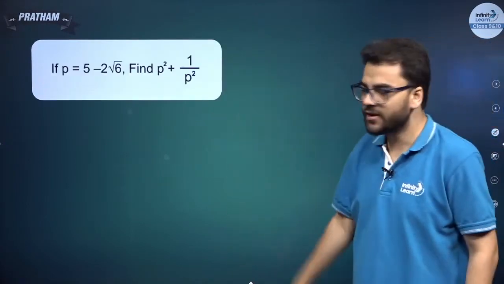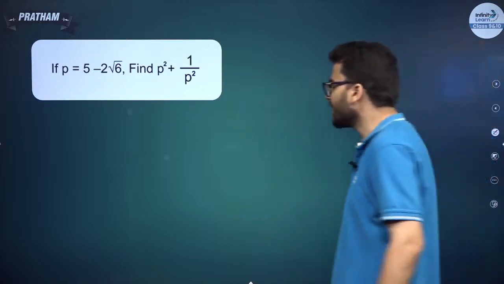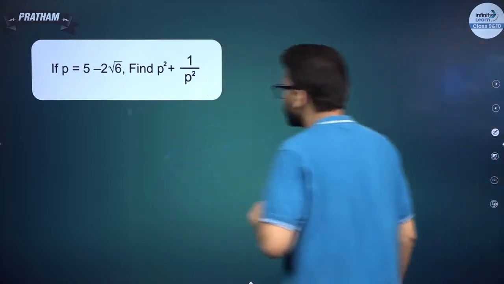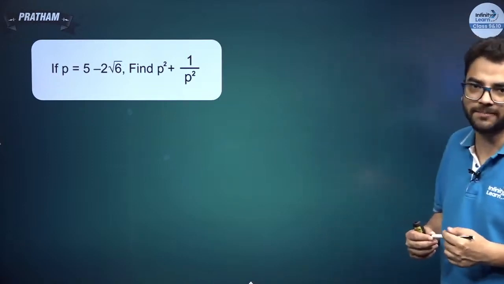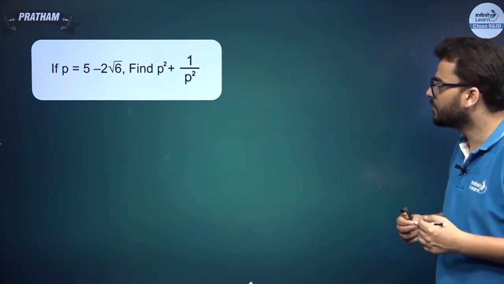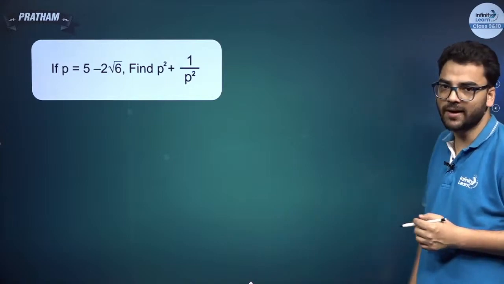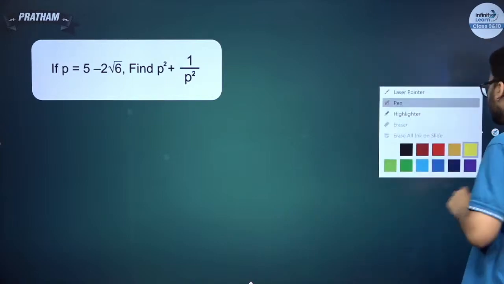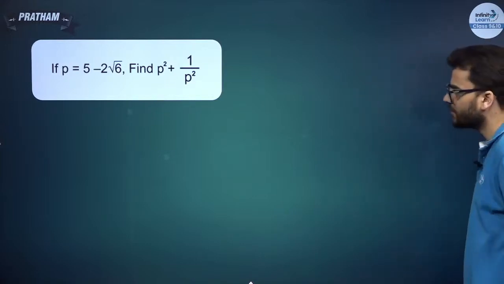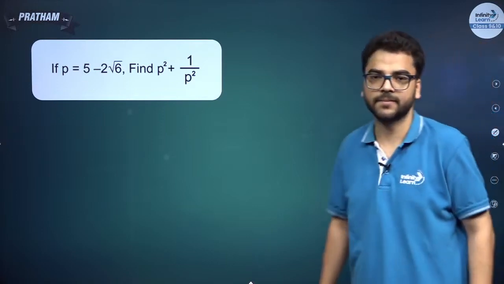So can you do this one? If p is given to be equal to 5 minus 2 root 6, can you find the value of p square plus 1 by p square over here? Can you find the value of p square plus 1 by p square? Try doing it and let me know the answer over here, guys.